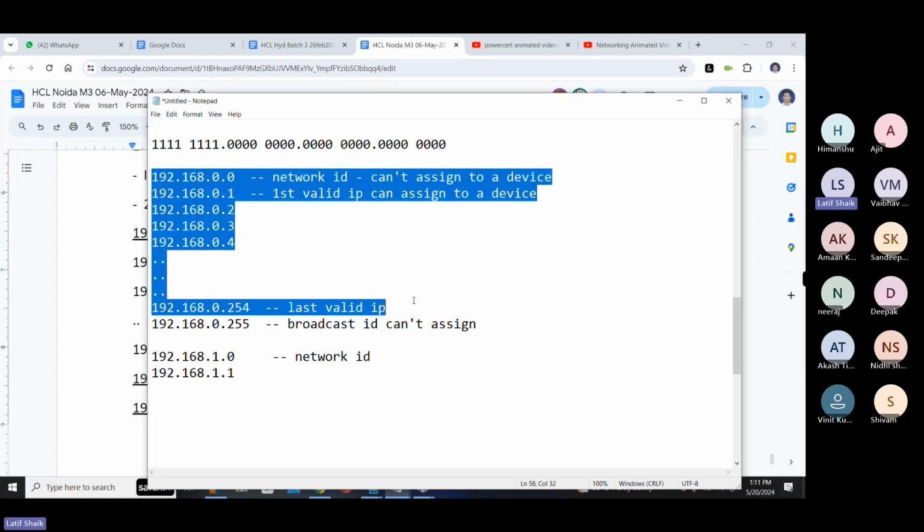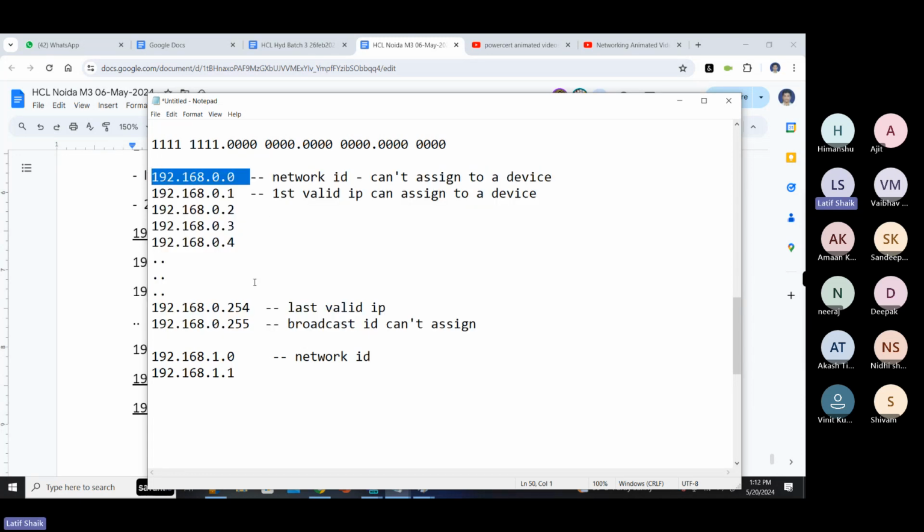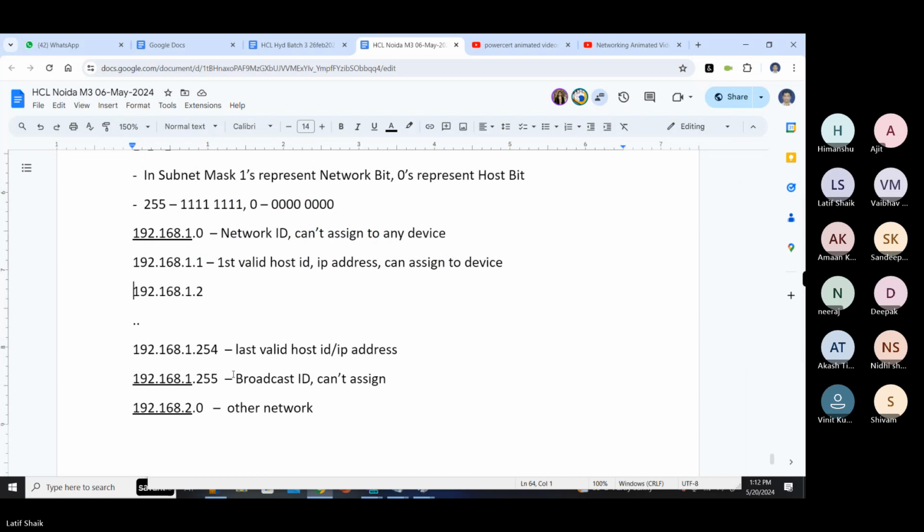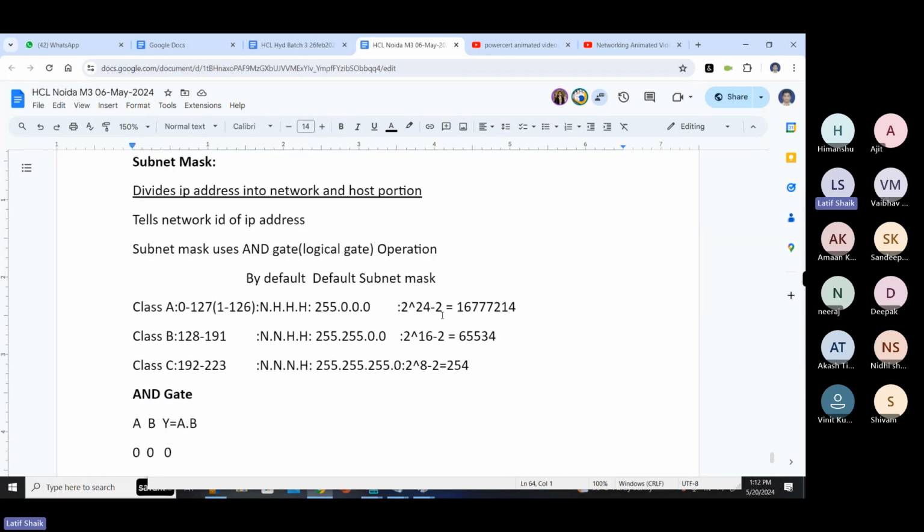So this is one entire single network. The first one we call the network ID and the last one we call the broadcast ID. In a single network, we cannot use two IDs: the network ID and the broadcast ID. In between, all IP addresses we can assign to any device.